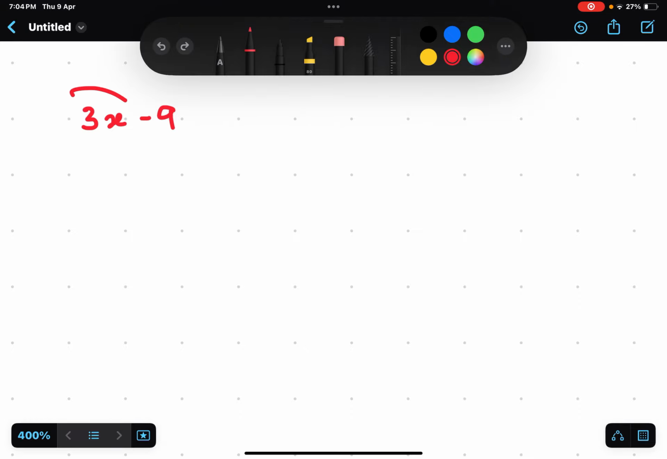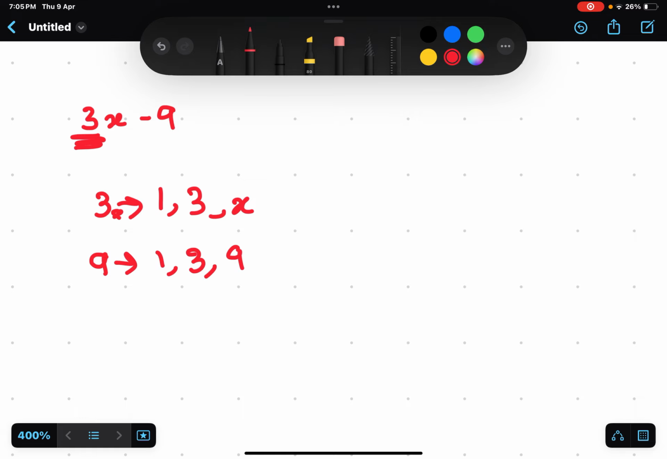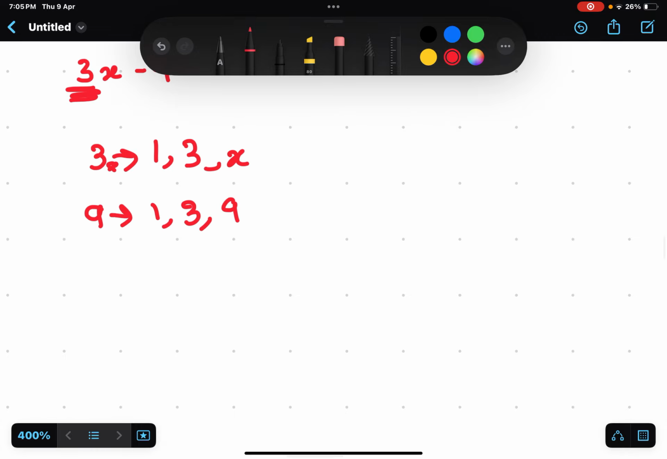So let's start with 3x. What we can see over here is that 3 is a prime number, so we'll start with the prime number because it's always easier. It has only got two positive factors, 1 and 3. And of course, because it's 3x and not just 3, x would also be a factor. Now we look at 9. 9 has factors of 1, 3, and 9. And of course it has also got negative ones, but let's leave them out for now. Since we've got these factors, now we're going to look for the largest common factor, and it's quite easy to spot. It's 3.